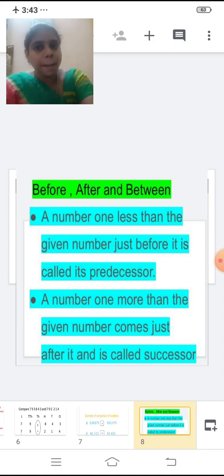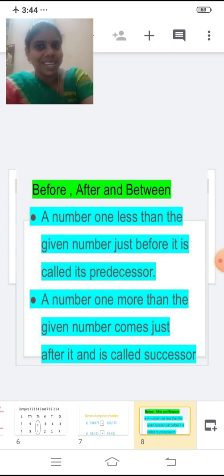Yes. A number one less than the given number, that is the number that comes before the given number, we call it a predecessor. What do we call it? Predecessor. The number that comes just before the given number, or one less than the given number, is called the predecessor.